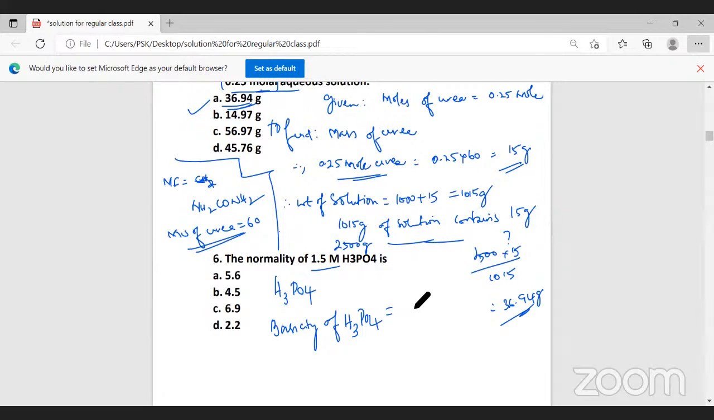Nobody wants to try? It is 3 because we have 3 replaceable hydrogen. Therefore, the basicity of phosphoric acid is 3.